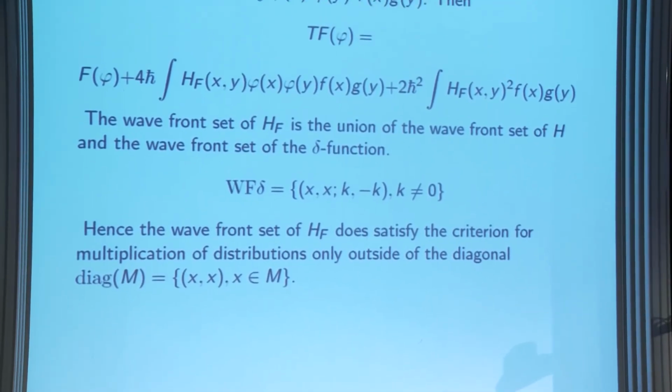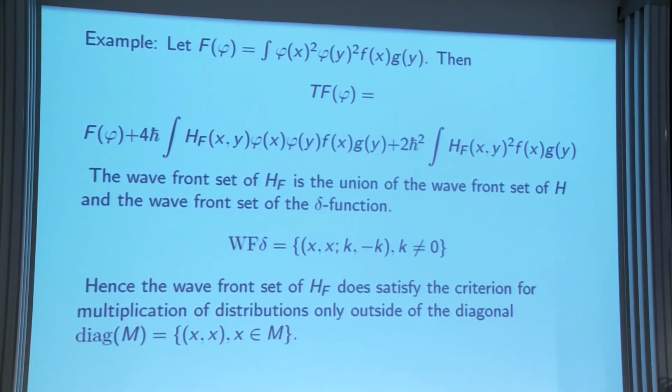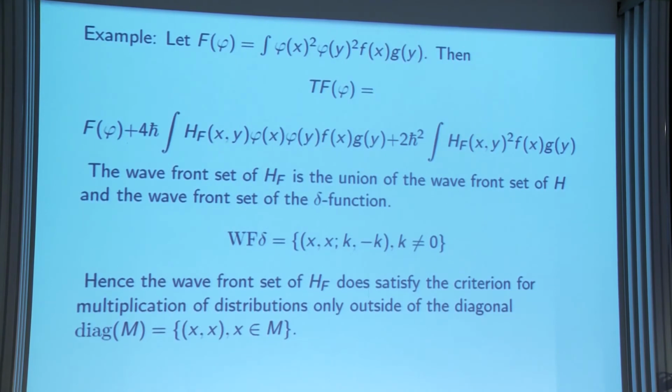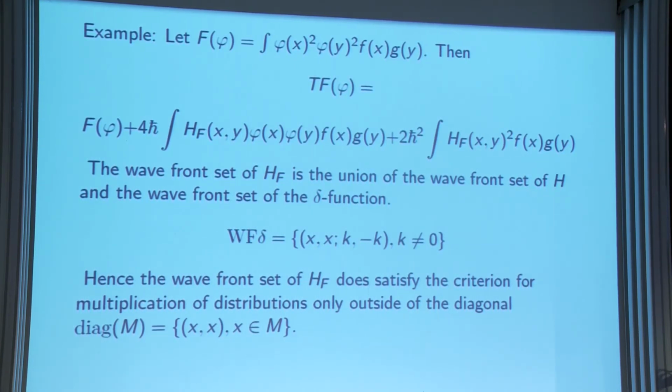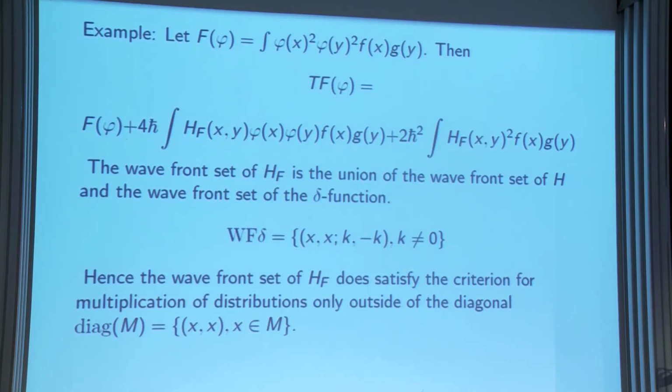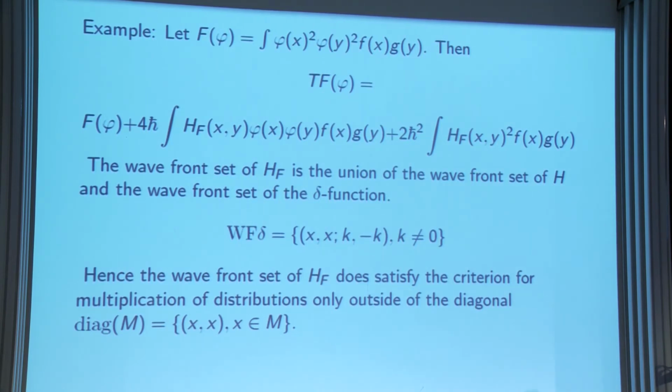Just as an example, we apply this operator to a simple multi-local functional, which is just the square of two functionals of the form phi squared integrated with a test function. And then we apply this operator, so we get three terms. The first term, which is a unit, then the first derivative and the second derivative. And the problem is again in the second derivative, because there we have the square of this Feynman propagator, HF.